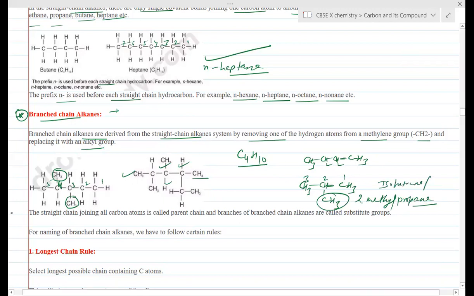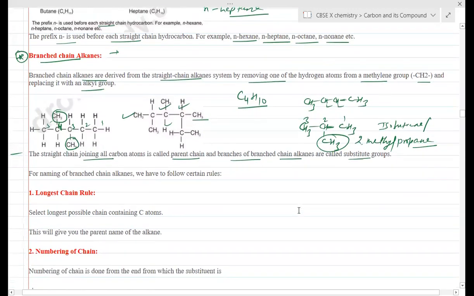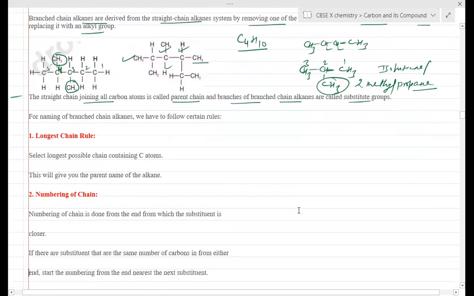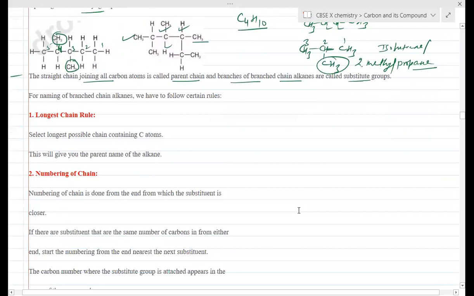Okay. So the straight chain joining all the carbon atoms is called the parent chain. This is the parent chain, and the branches of branch chain alkanes are called substituent groups. Okay. So here some naming rules are there. The longest chain rule is there.